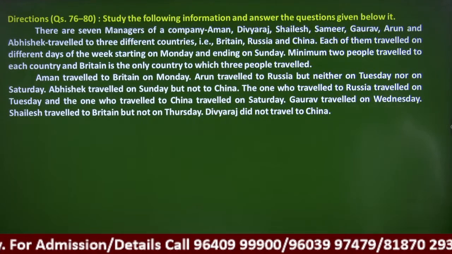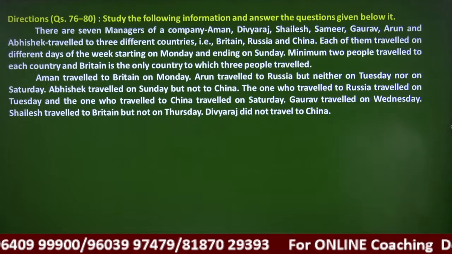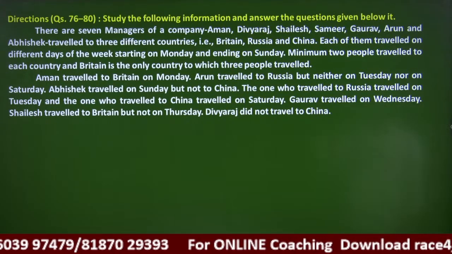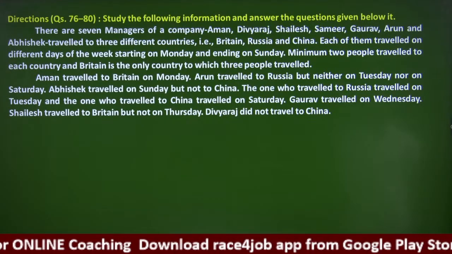Okay, next see the problem. What they have given: there are 7 managers of a company: Aman, Divyaraj, Shailesh, Samir, Gaurav, Arun and Abhishek traveled to 3 different countries, that is Britain, Russia and China.